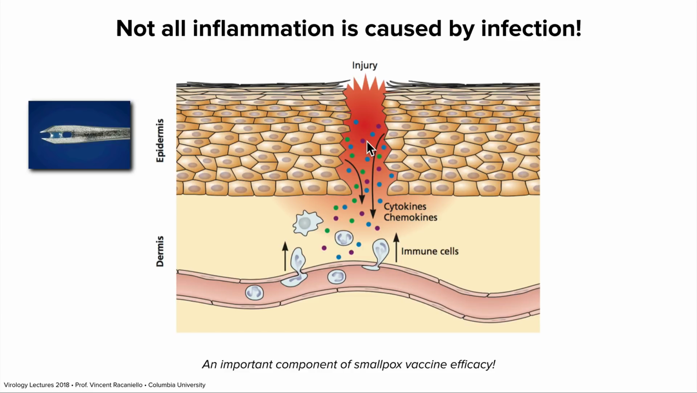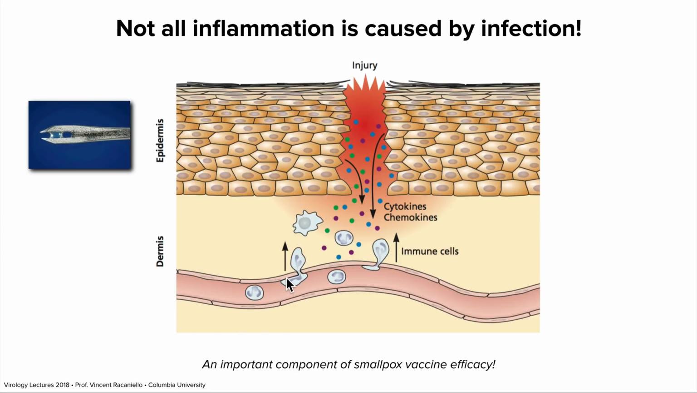It's another example of how you wouldn't have to have virus here to cause inflammation. The virus, of course, is going to infect the epidermis and cause inflammation on its own. But in fact, the scraping of the skin with this needle makes this vaccine work really well. It's been shown in animal models. If you don't scrape, you don't get as good an immune response. And the reason is injury is detected and results in the production of cytokines and chemokines.